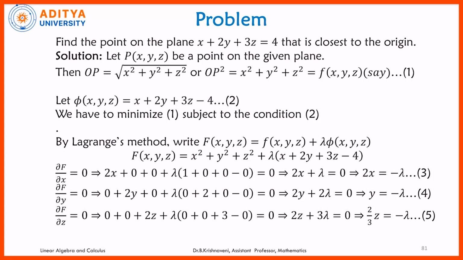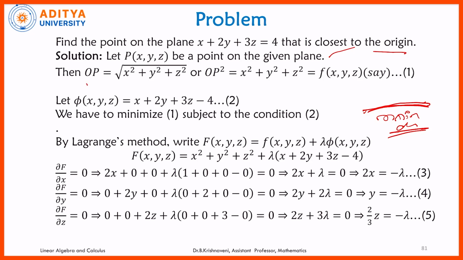So, now let us have another question in the same method. Find the point on the plane x plus 2y plus 3z is equal to 4 that is closest to the origin. Closest means nearer to the origin. So from the plane to the origin, we need to find the nearest point, which means we need to find the minimum distance. First, let us take P(x, y, z) be the point on the given plane.